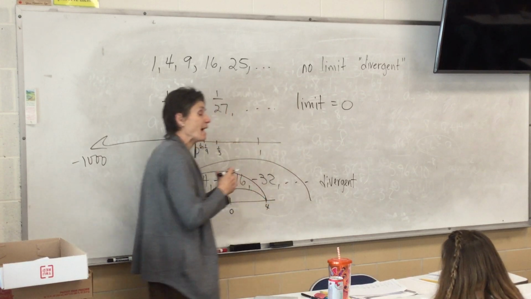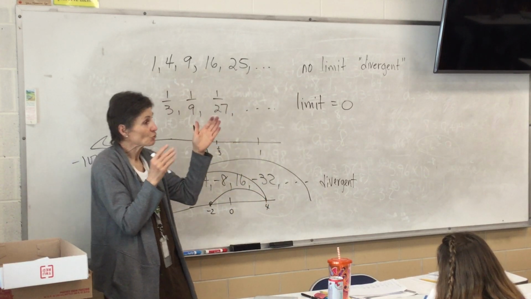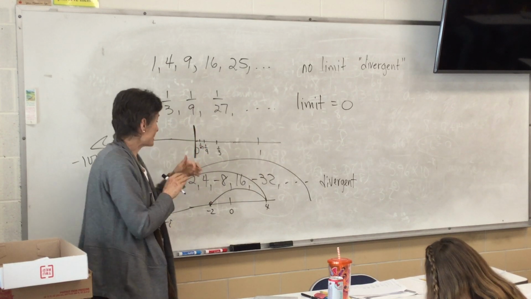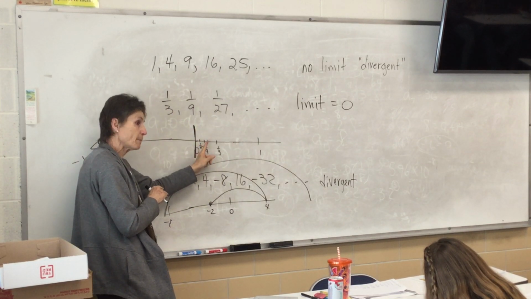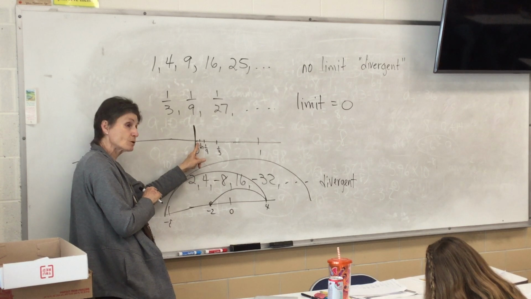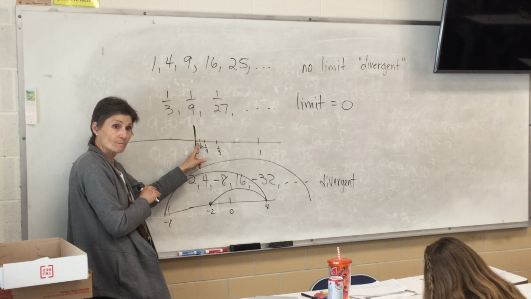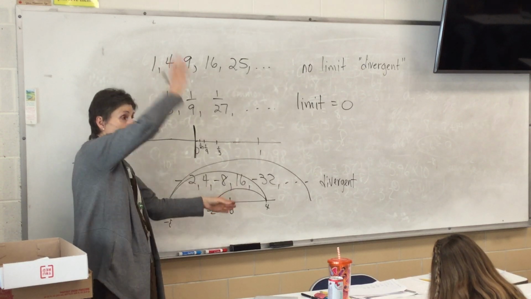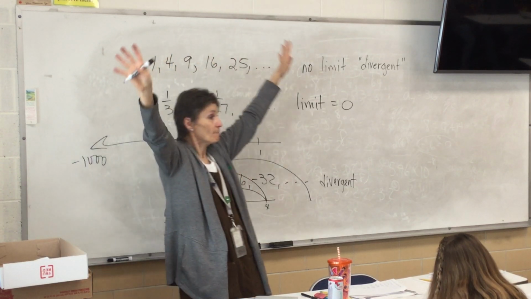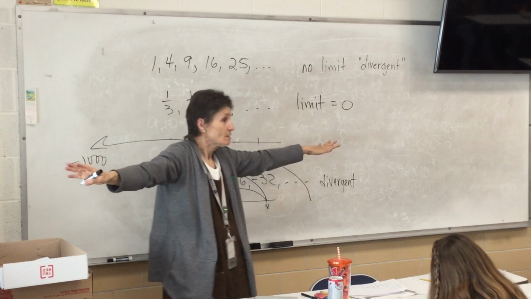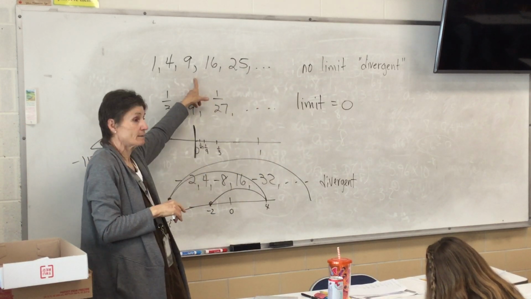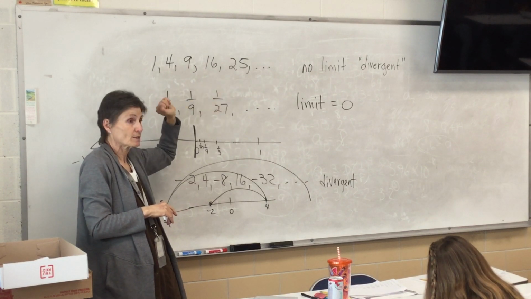If you are going to have a limit, then that means you're getting closer to something. So this one had a limit because as you kept going, you were getting closer and closer to 0. These are flipping back and forth, but every time they flip, they go farther out. So they're not getting closer to anything, they're diverging, just like this one did, only it was just going one direction.